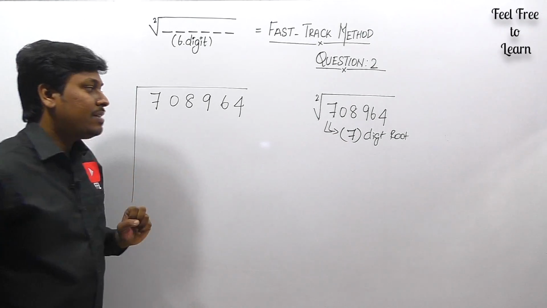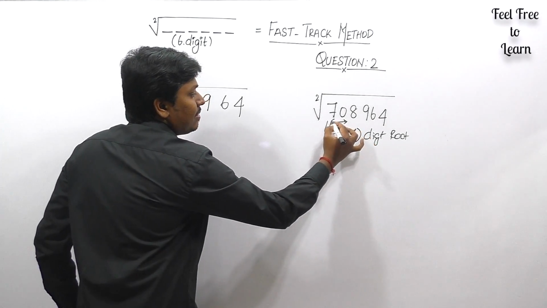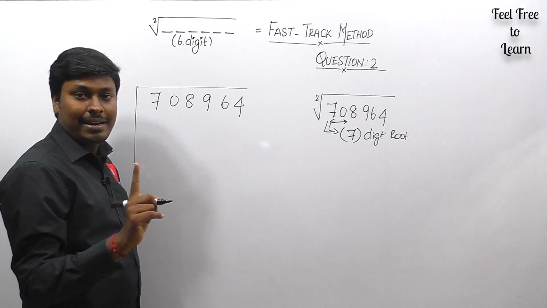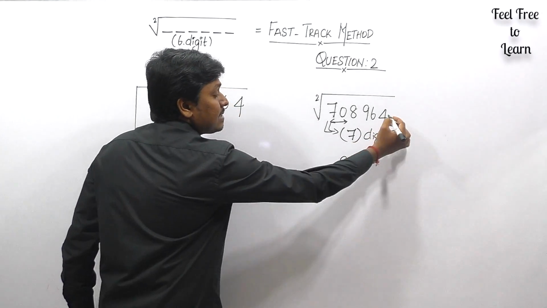Step number 2. Listen here friends. The first two digits are 70. So definitely 8 square is 64, 9 square is 81. It will not be 9, right? It will be 8 square. So 8, and the last digit ends at 4.